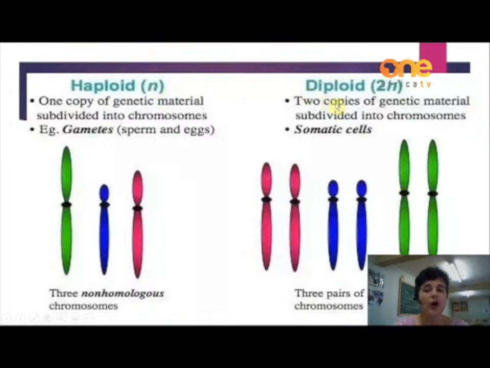If I have two copies, so I have the homologous pair, both from the mother and the father. I have two copies of genetic material, which I will find in all somatic cells with a nucleus. I have the homologous pairs. And now I have a diploid nucleus.